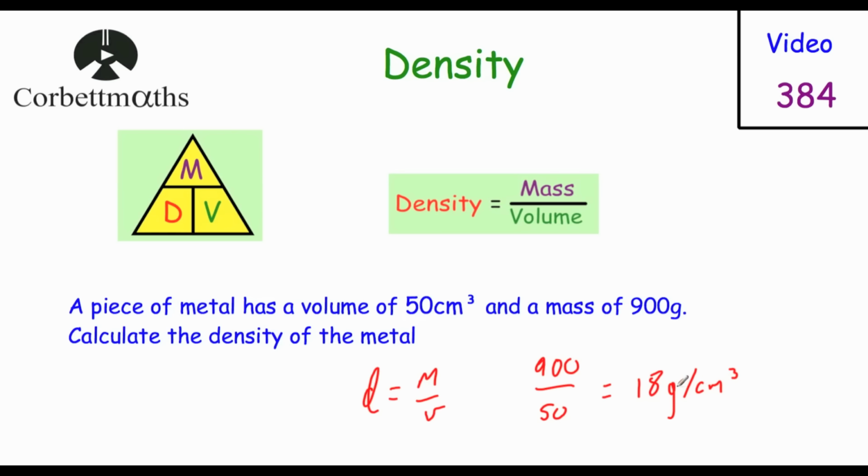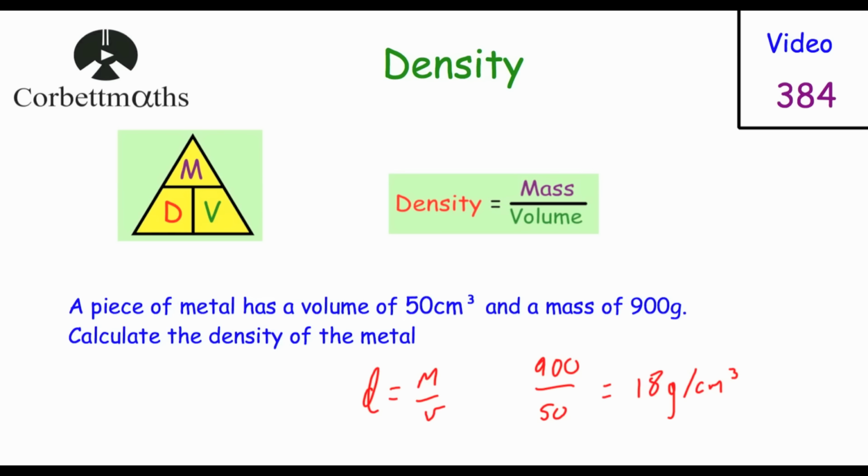So density, you could measure in grams per centimeter cubed. You can measure in other things like kilograms per meter cubed, but obviously make sure you're looking at the question and seeing what units to use. And that's it. So the density of the metal would be 18 grams per centimeter cubed. So that means every centimeter cubed of this metal has a mass of 18 grams.